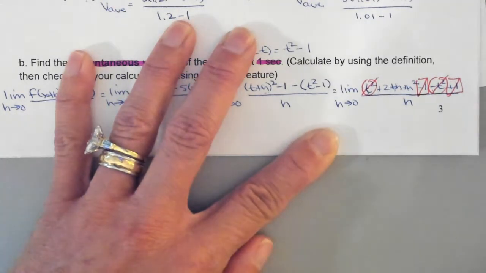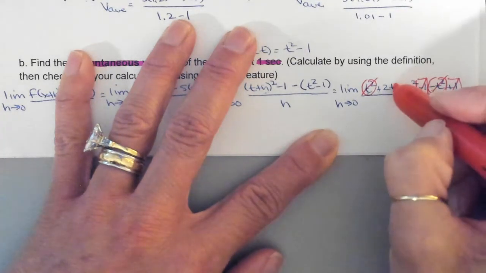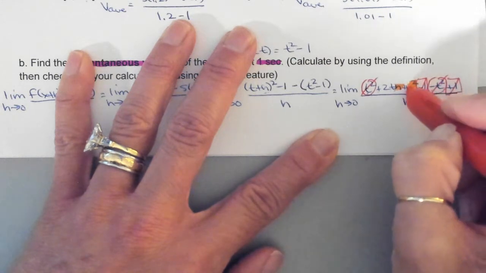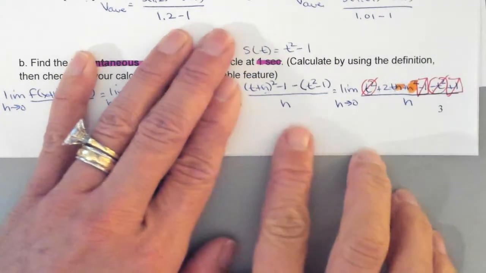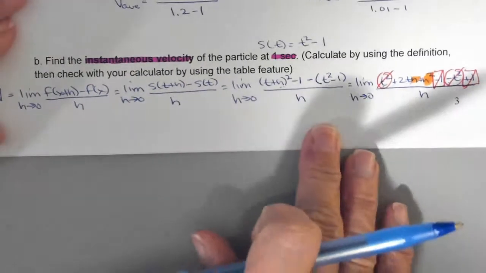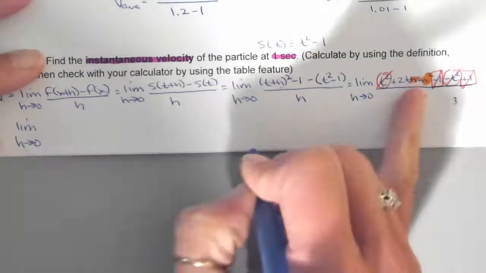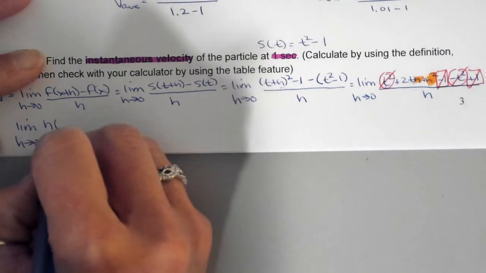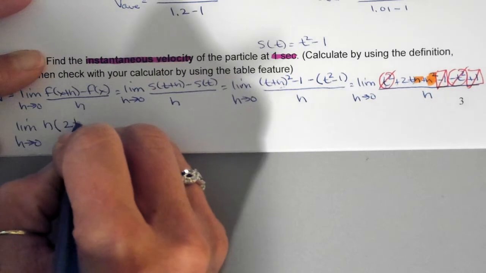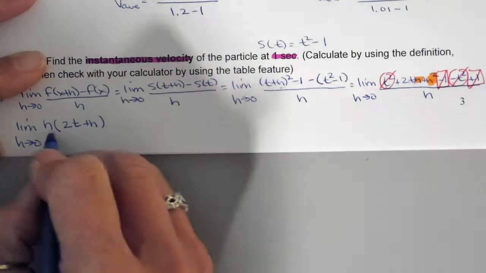Okay, now, before, there was just an h left in the top. But if you notice, you have two terms. One of them has an h and one of them has an h squared. What can I do? I can pull out an h. I can factor out an h. So I'm going to do that down here. Okay, so I've got the limit as h approaches 0. I'm going to factor out that h. So it's h times 2t plus h, because h squared divided by h is h, all over h.